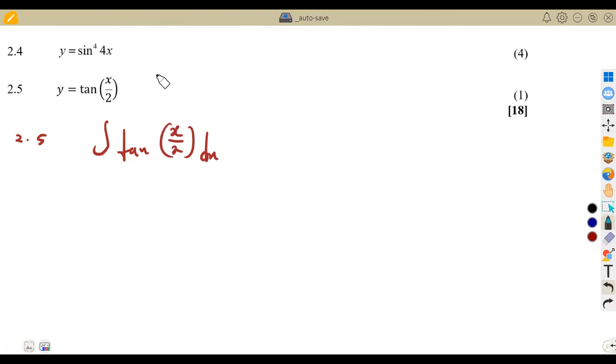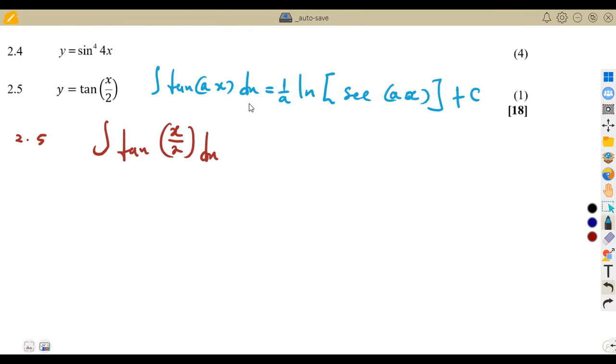From the formula sheet, you see that the integral of tan ax like this with respect to x is going to be given as, let me check the page, but it's 1 over a. I'm going to check the page for you. 1 over a ln sec ax, plus the constant of integration. That's how you integrate a tan.